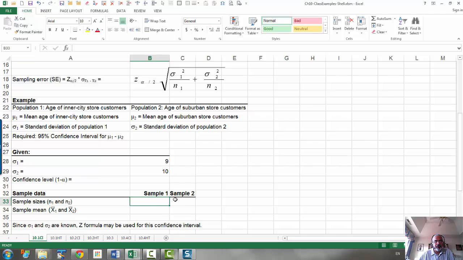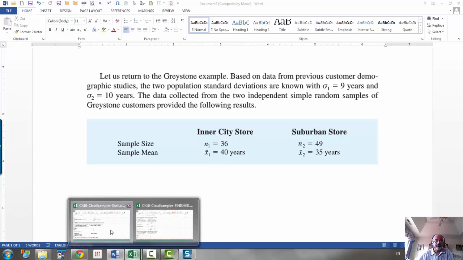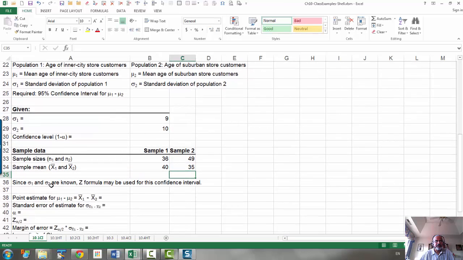And the sample information from the two samples: the sample sizes are 36 and 49. The sample means are 40 and 35. So 36 and 49 for the two sample sizes, and 40 and 35 are the two ages.